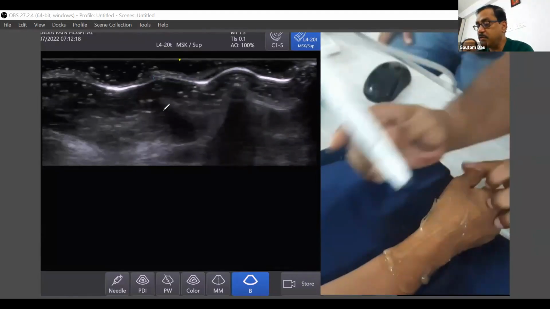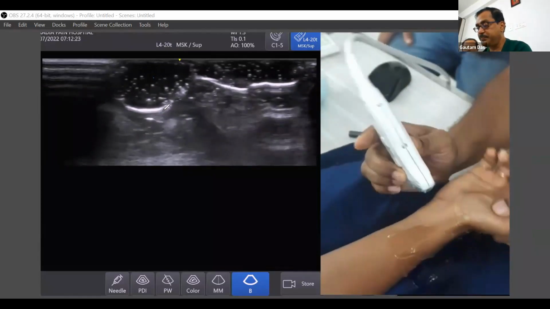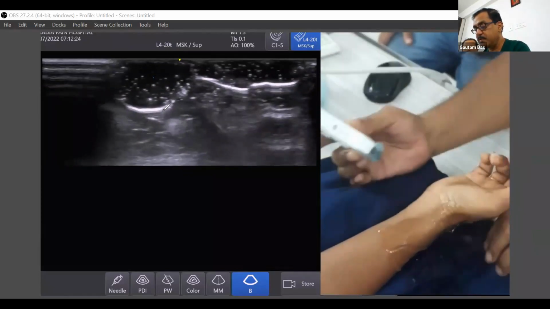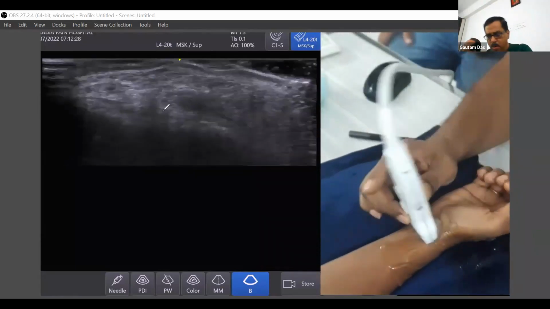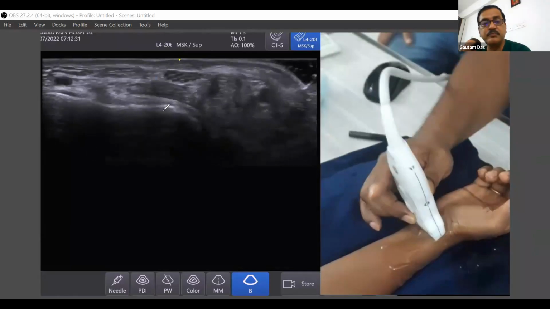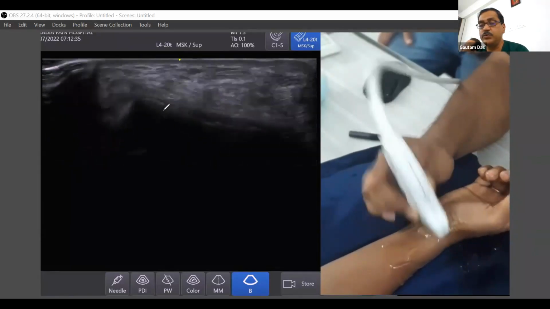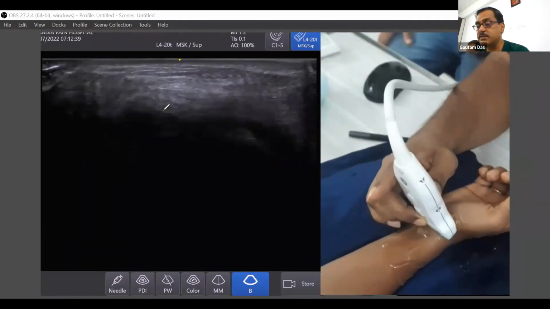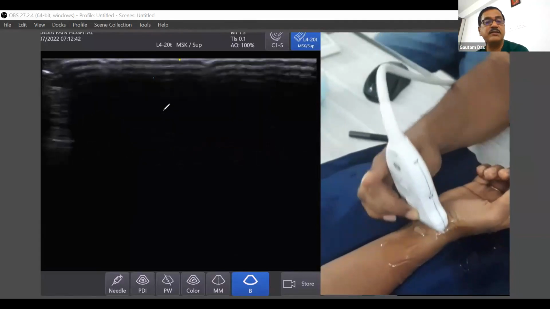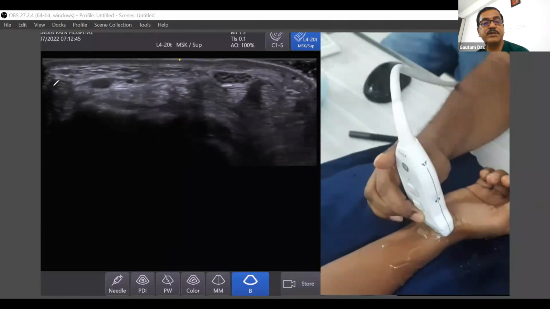Now I'll be coming to the volar side, or flexor side. So here we'll be starting with the distal. Again, let me tell you this: my aspect marker is on the radial side, and on the screen, the left-hand side of the screen is the aspect marker.